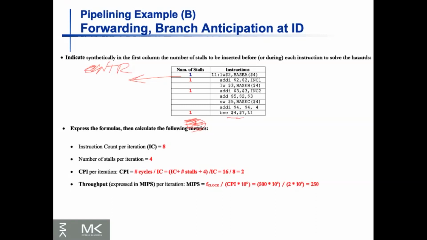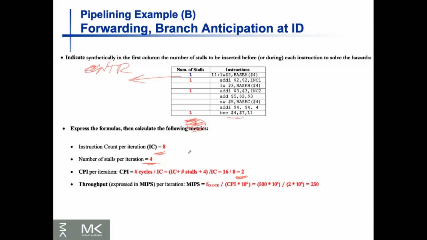Now you see we have saved so many stalls with these 3 optimizations. We had 8 instructions. We are having only 4 stalls. And that would lower our CPI a lot. So starting from 3.25 or 3.75, I'm not sure, we are at 2 now. It's pretty close to 1, and it's a good CPI.